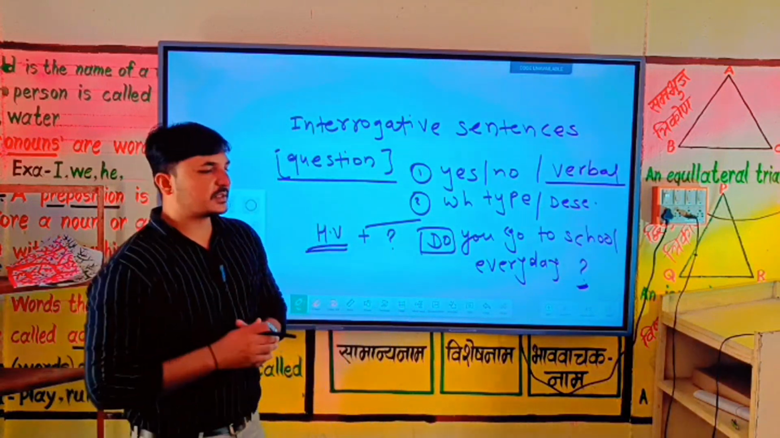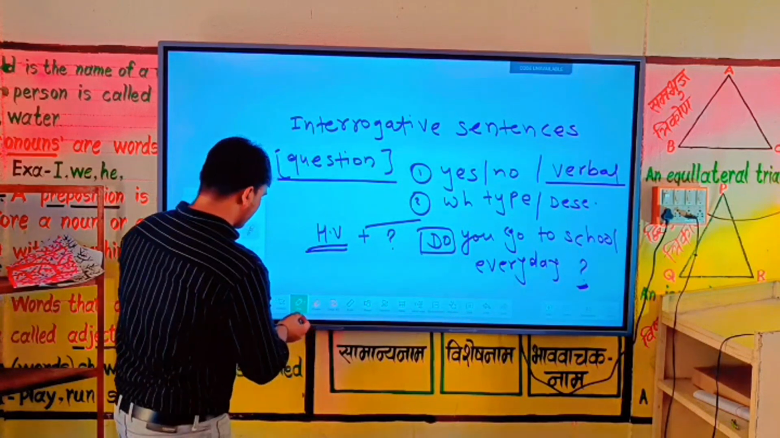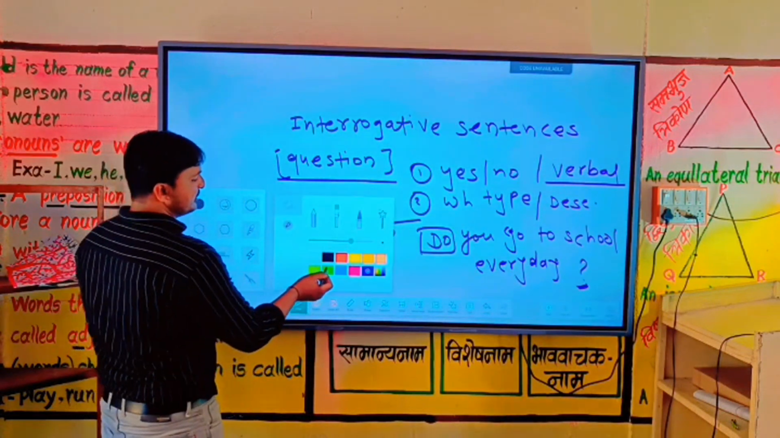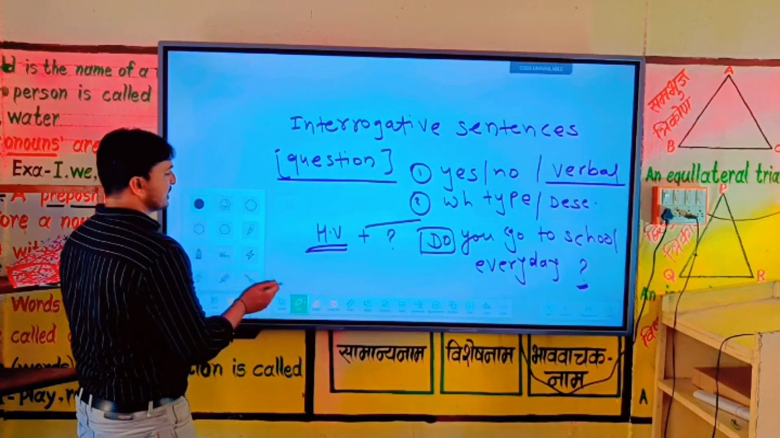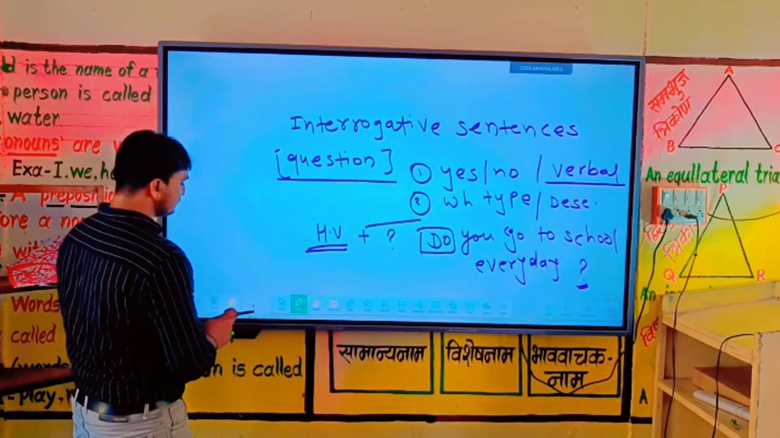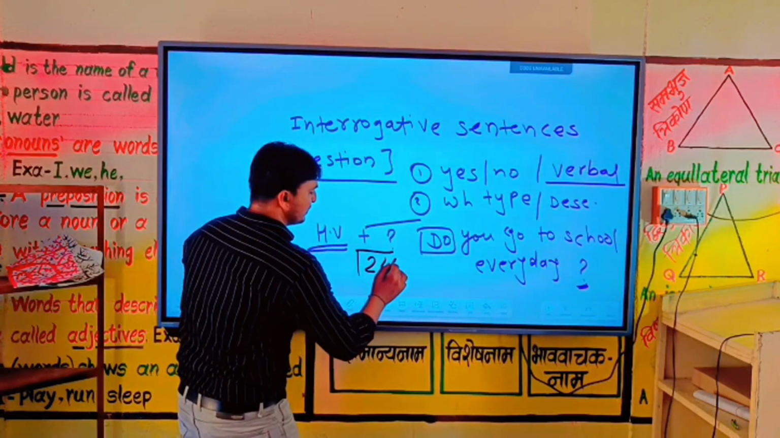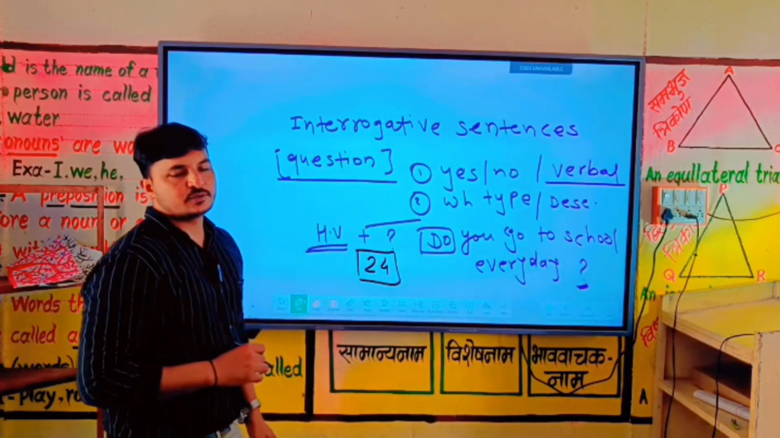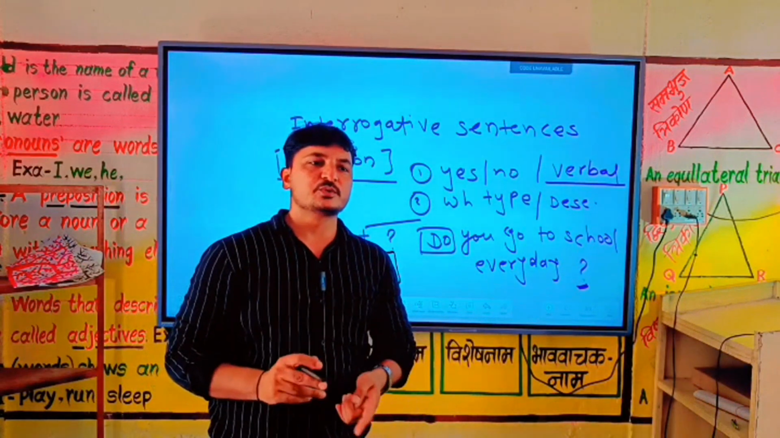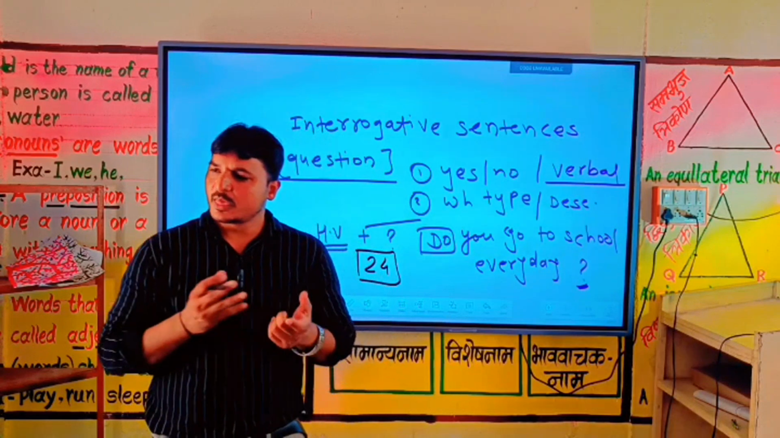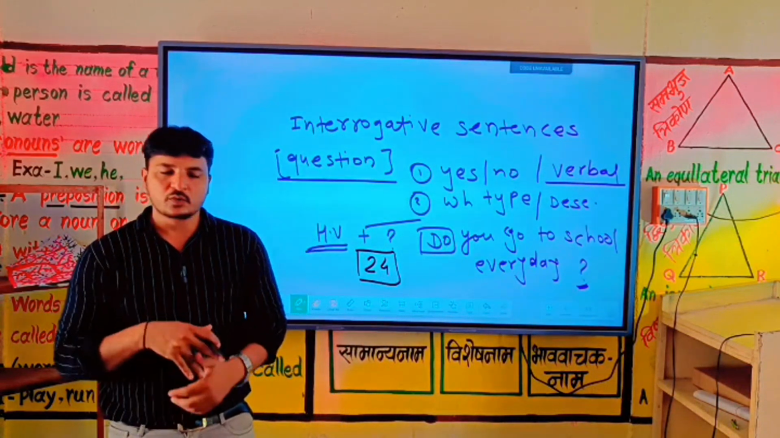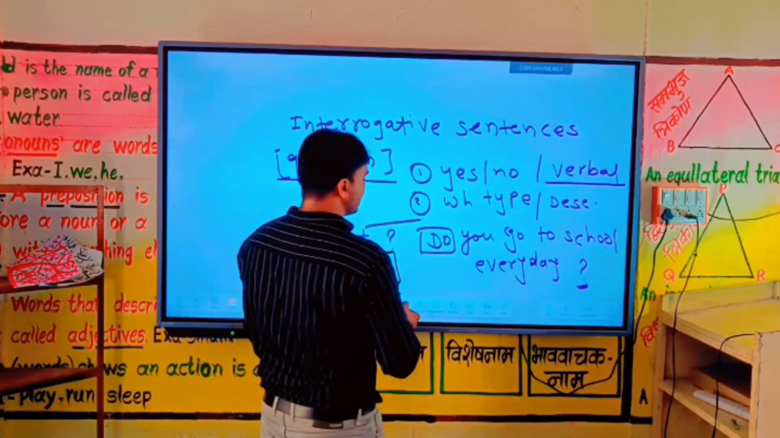How many helping verbs are in English? 24. Yes, very good. There are 24 helping verbs in English. Now remember these also. How many helping verbs are in English? 24. And the question that starts with a helping verb is called a yes-no type question. Understood? Okay, so then what is the next type here?